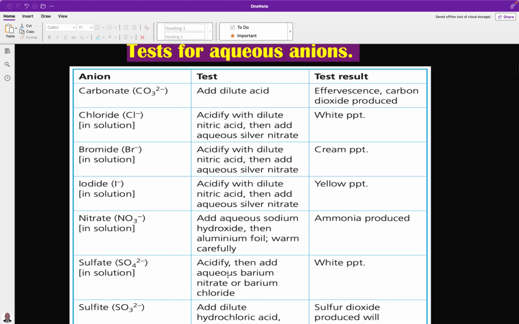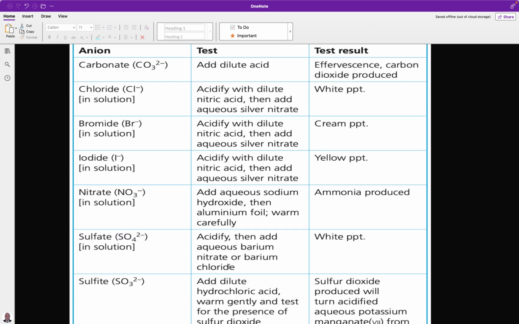Then the test for sulfate ion. Any solution containing sulfate ion, to identify the presence of sulfate ion there, add aqueous barium nitrate or barium chloride. And the observation will be what? A white precipitate is formed, indicating the presence of sulfate ion in that solution.